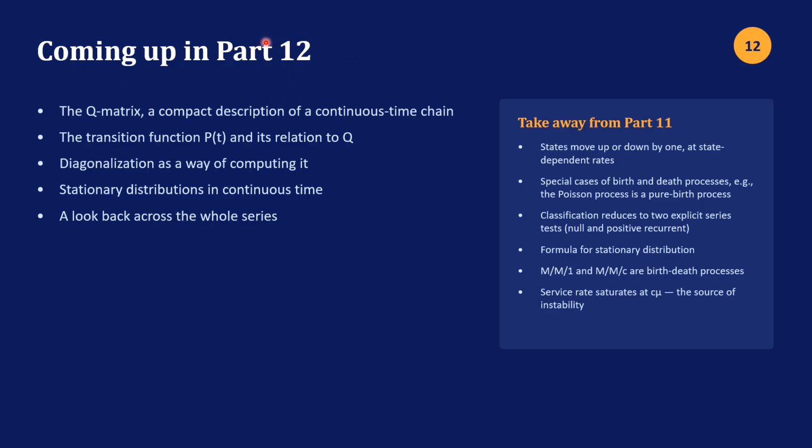In terms of lesson 12, we'll talk about the Q matrix, and that focuses on the rates rather than the transition probabilities. And then we'll relate the transition function to this Q matrix. Diagonalization is a way of computing it. Stationary distributions in continuous time. And then I have a short retrospective on the entire 12-part series. And as I say, there's a set of problems after that. That'll be lesson 13.